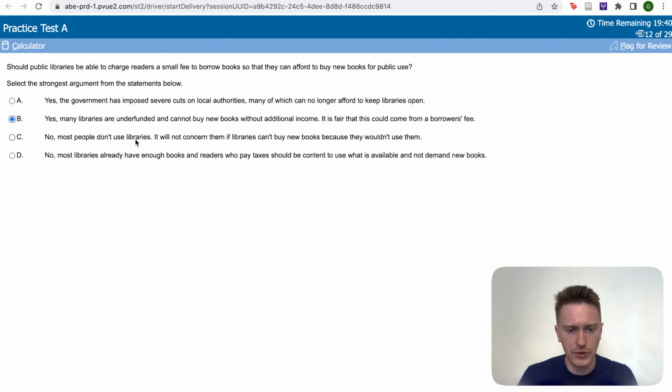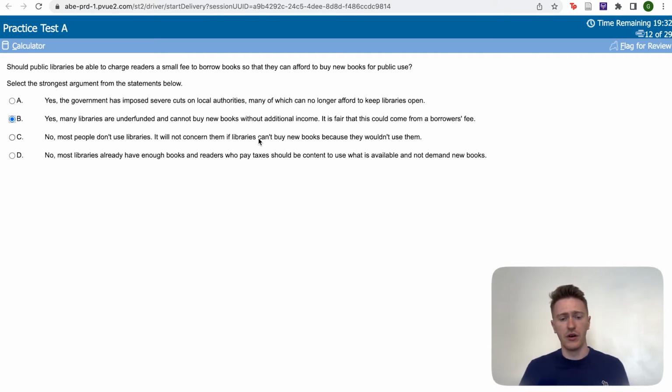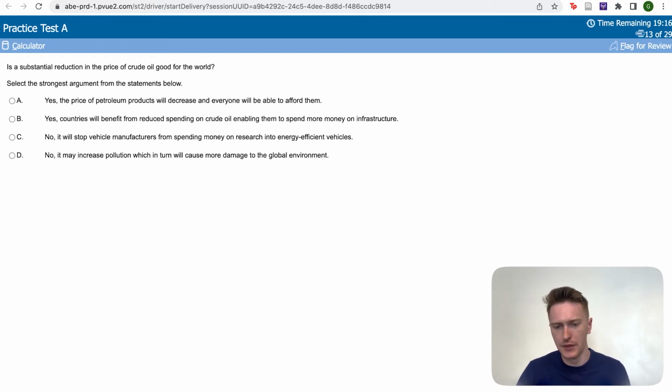No, most people don't use libraries. It will not concern them. Well, that's not really the point. The point is just to get these books for the public. It doesn't matter whether most people use them or not. Most libraries already have enough books, and readers who pay taxes should be content to use what's available. Well, that's neither here nor there, right? So I'll leave it as B, mainly because that last one is just saying that you should be happy with what you got, which is kind of not the point.